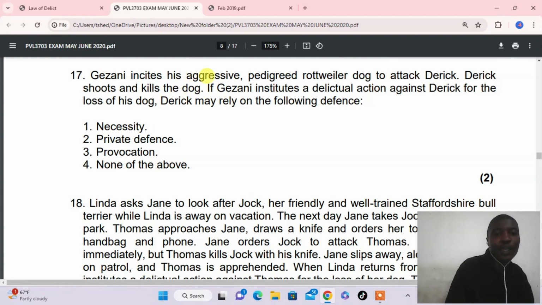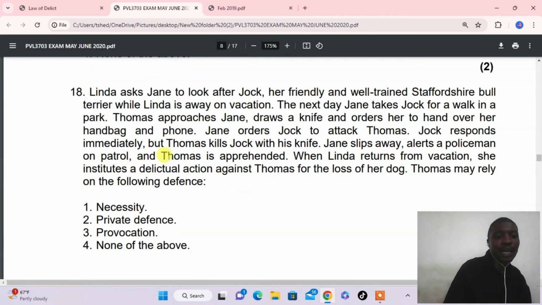However, when you incite your dog, the dog becomes a human act. And if you kill the dog, it means that your private defense will be applicable. So in this question, private defense is the one that is applicable to the scenario. Many people may be asking why, and I will still be able to explain to you. So the answer here is private defense. Let's go to number 18.